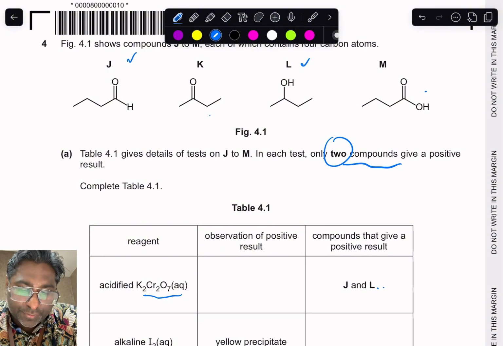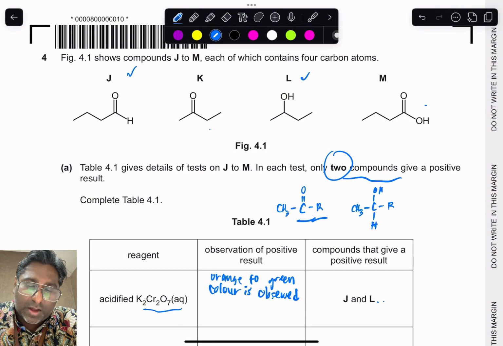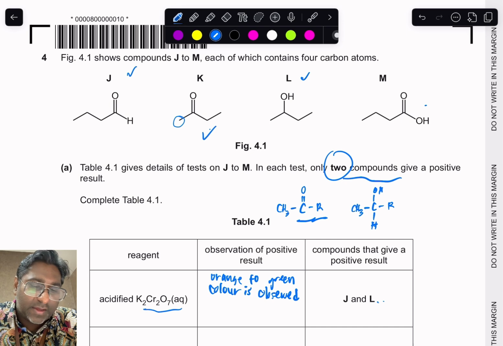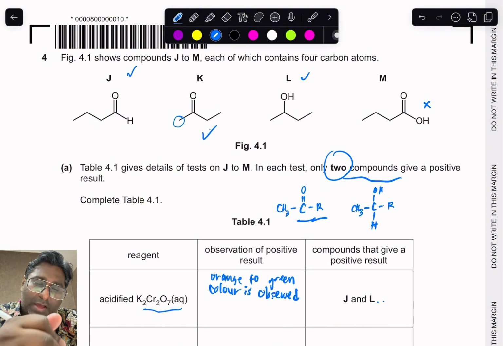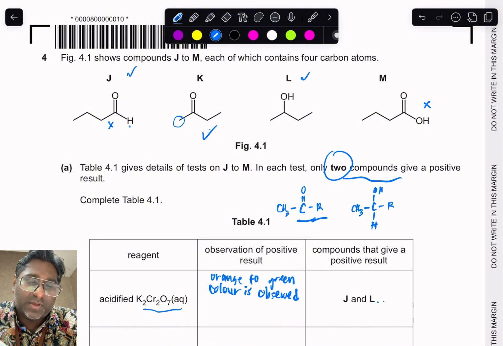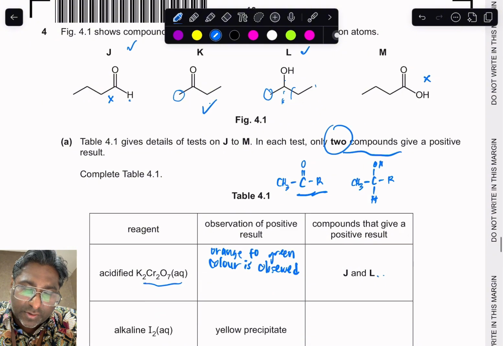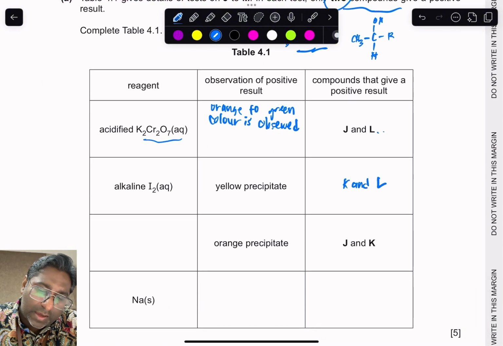Now, alkaline I2, yellow precipitate. The compounds that can give you the triiodomethane reaction are any of these compounds. If you have a carbonyl with CH3 and any R group, or if you have an alcohol, then they must have CH3, they must have hydrogen, they must have R group. So let's look at the carbonyl compound first. It has CH3 here, possible, and then this is not possible, because no CH3. So here the alcohol contains CH3, it contains hydrogen, it contains R. So K and L.